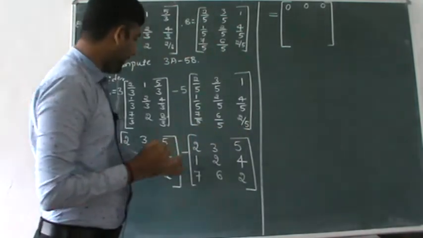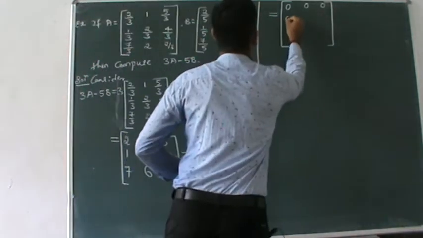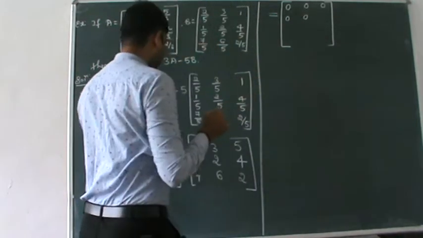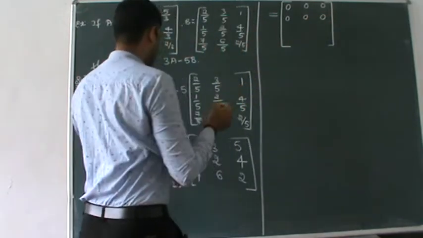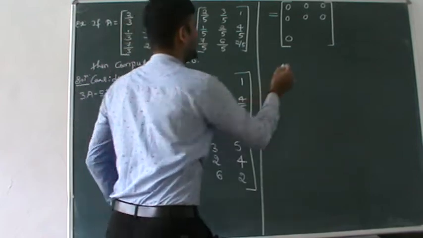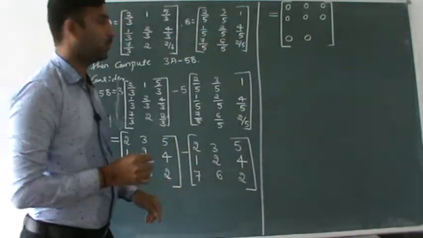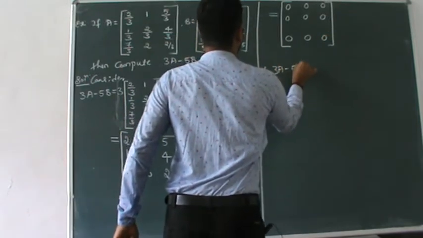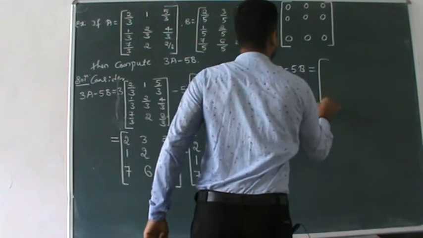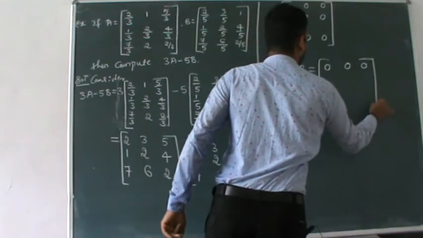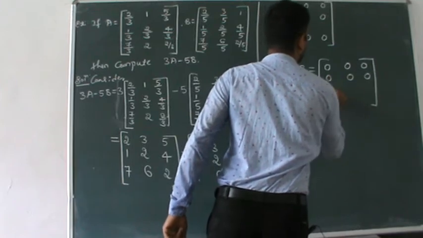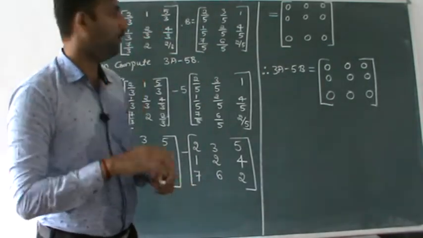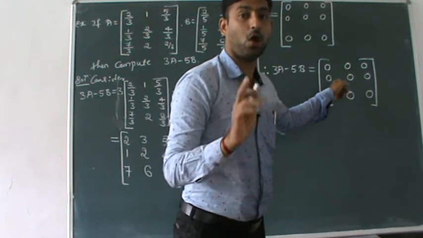After that, 1 minus 1 becomes what? 1 minus 1 is 0. After that, 2 minus 2, write it as 0. 4 minus 4, you write it as 0. 7 minus 7 is also 0. 6 minus 6 is 0. After that, 2 minus 2 is 0. Therefore, 3A minus 5B is equal to 0, 0, 0. After that, 0, 0, 0. Okay, 3A minus 5B gives the result that all the entries are 0, with order 3 cross 3.